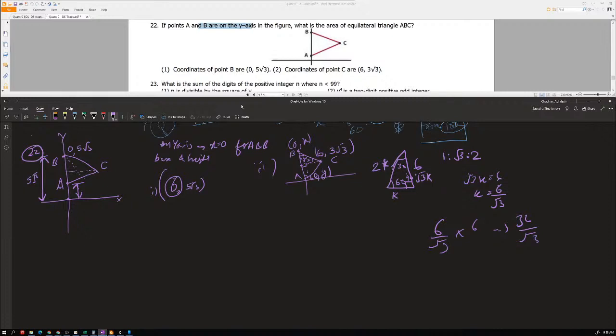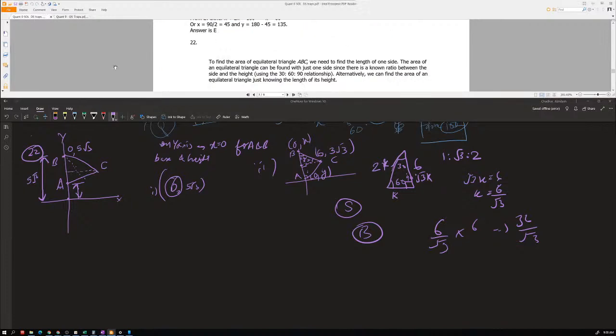So we can get it from this particular area. Area will not change, so there is only one unique value. So we say this is sufficient, and the answer is B. Let's see what is the actual answer there.